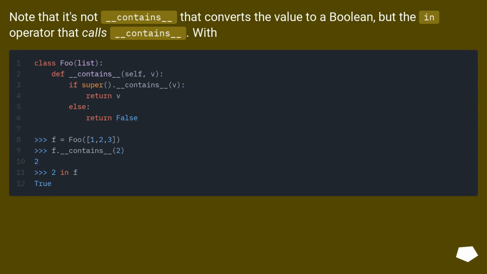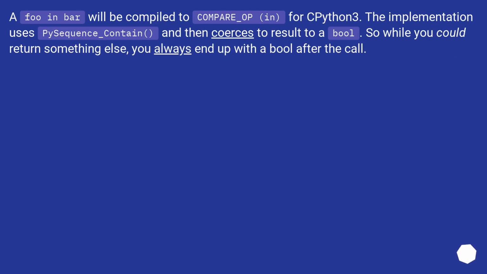Note that it's not __contains__ that converts the value to a boolean, but the in operator that calls __contains__. A in B will be compiled to COMPARE_OP in for Python 3. The implementation uses the sequence contains and then coerces the result to a bool. So while you could return something else, you always end up with a bool after the call.